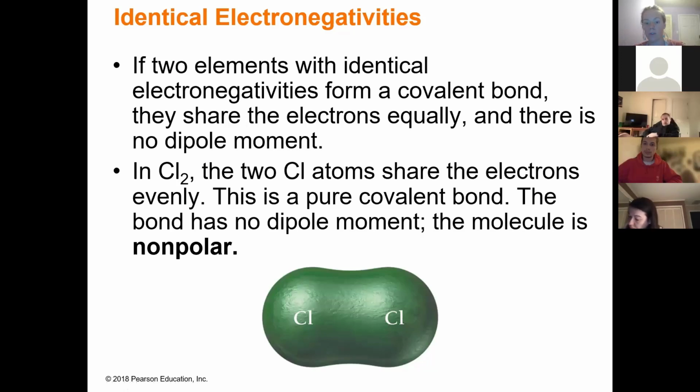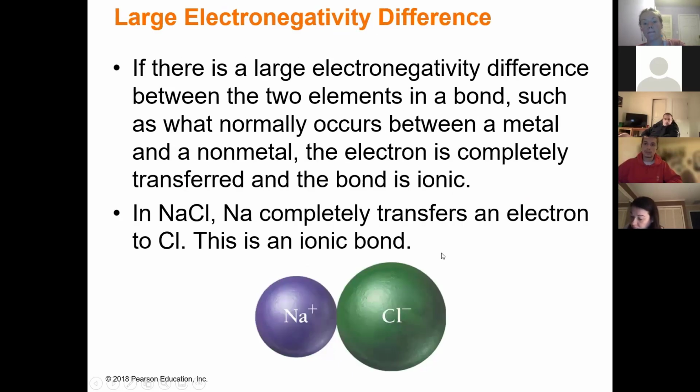There's no difference. They use the example of chlorine here. The electrons are being shared equally. So we have these equal bubbles. There's no positive side here and negative side here. They're nice and balanced. So this would be a non-polar covalent bond.